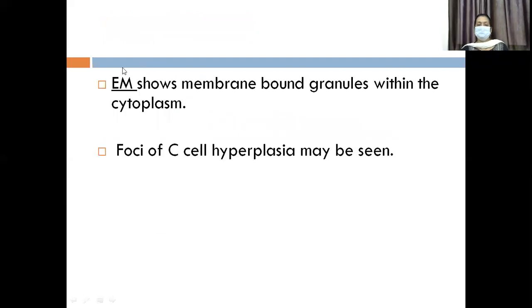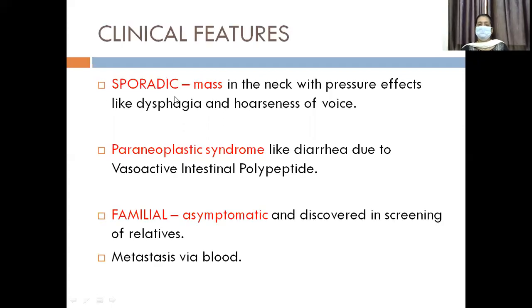So here we see electron microscopy. The picture shows membrane-bound granules within the cytoplasm, and there can be foci of C-cell hyperplasia. So we know that there can be a sporadic form that is associated with dysphagia and hoarseness. The paraneoplastic syndromes can occur.